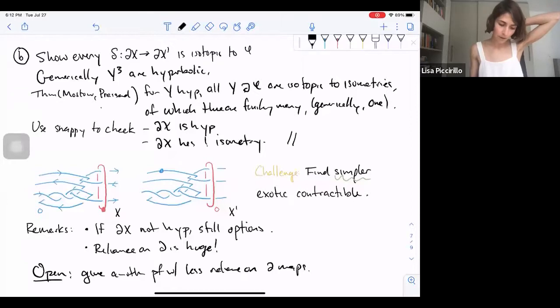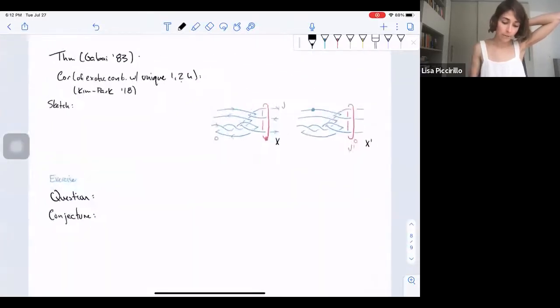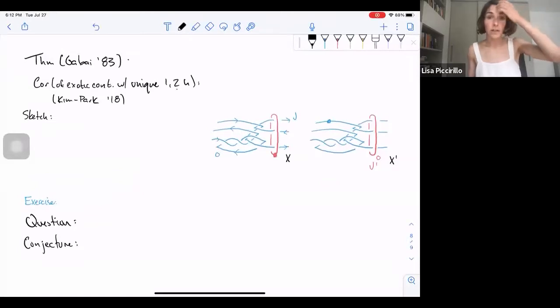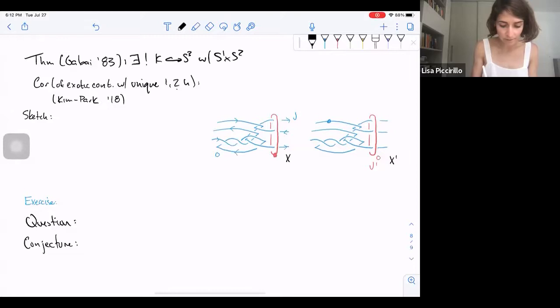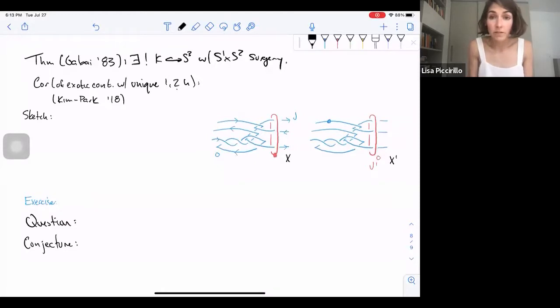So I want to wrap up with a corollary of the existence of exotic contractible manifolds with a single 1- and 2-handle. Some context first: there's an incredible theorem of Dave Gabai from the early 80s that says there exists only one knot in S^3 with an S^1 times S^2 surgery. Not all 3-manifolds have an S^1 times S^2 surgery, but S^3 does, and what Dave proved is that it's unique.